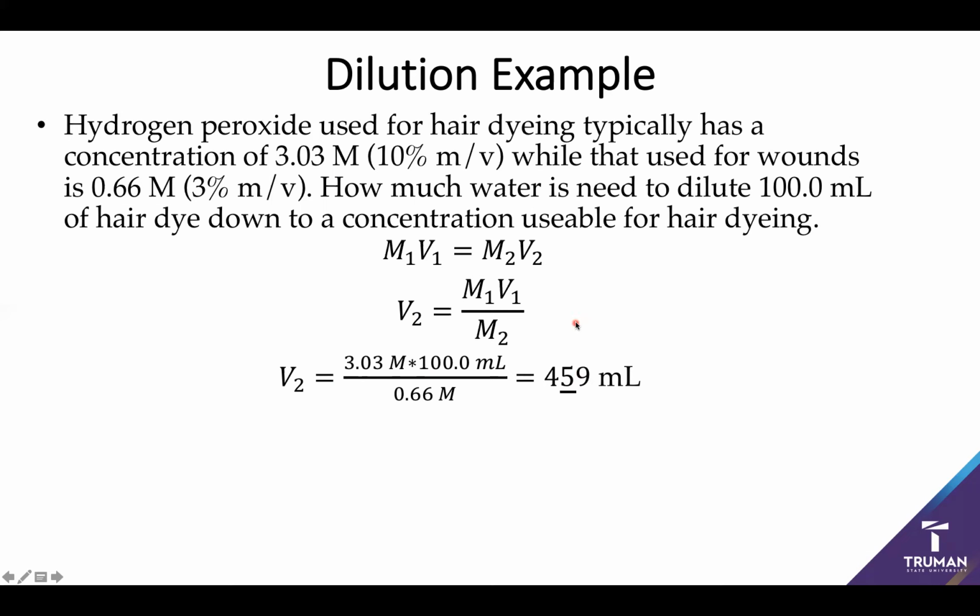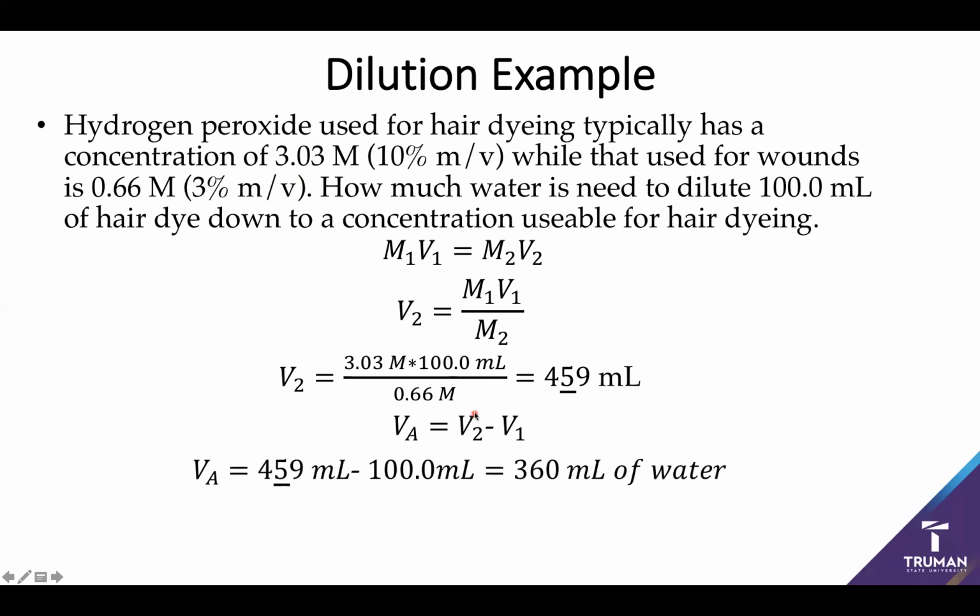However, I didn't ask for the final volume. I want to know how much water I need to dilute this solution. So if I start with 100 milliliters of my original solution, and my final solution has to be about 460 milliliters, I need to add enough water to make up the difference. So the water being added will be the difference between the final wound cleaning solution and my original hair dyeing solution. So we go ahead and take the difference, and it turns out we need about 360 milliliters of water.